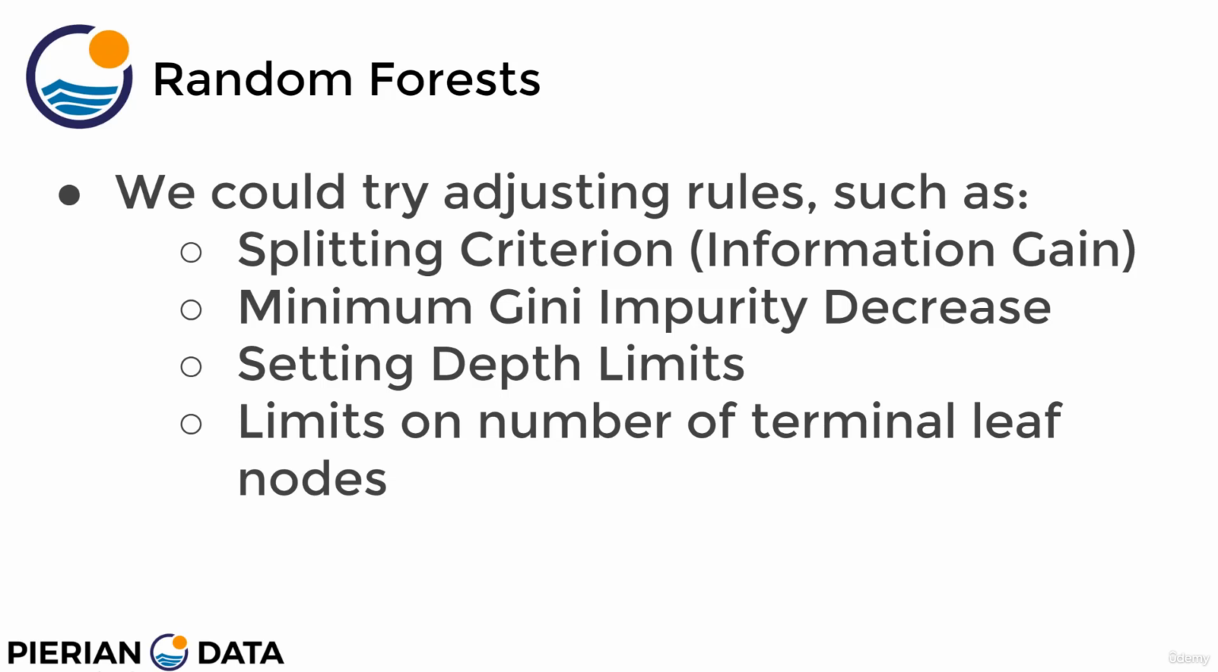Now, we already know we could try adjusting the rules for that single decision tree. We know we can change the splitting criterion, moving from Gini impurity to information gain. We know we can also play around with the minimum Gini impurity decrease needed to continue a split. We can also set depth limits, and we can set limits on the number of terminal leaf nodes. However, for every single set of rules, there is only one single decision tree possible. If you keep running that algorithm over and over again for that strict set of rules, you're just going to get the same decision tree over and over again because, quote unquote, there's a right answer for that particular set of rules as the optimal tree.